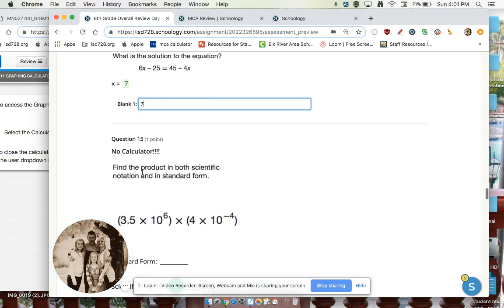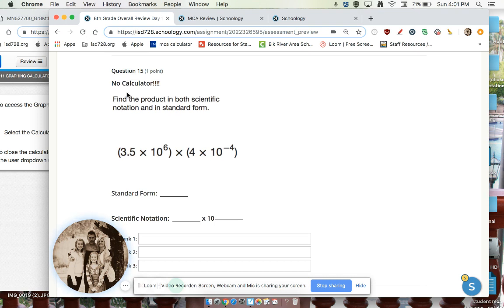All right, number 15 says no calculator. So this would be one you cannot use a calculator for. You have to be able to remember the strategies by yourself. Okay, find the product in both scientific notation and standard form. So scientific notation, if you look here, it's like a number times 10 to some kind of power. And standard form is when you would write it out the long way. It wouldn't be the times 10 to the something.